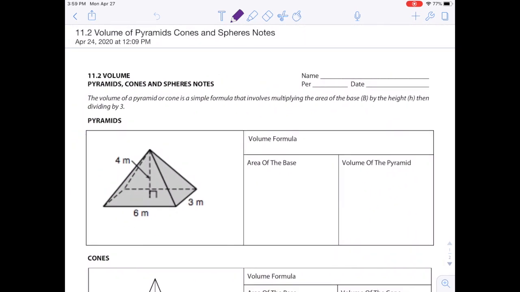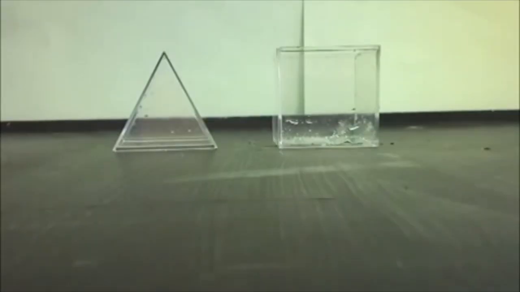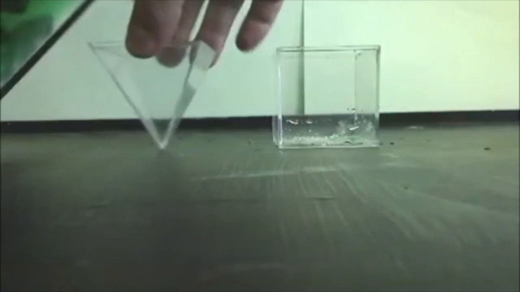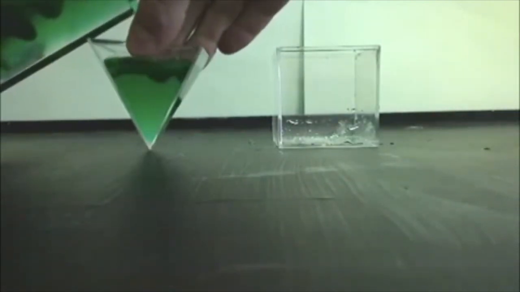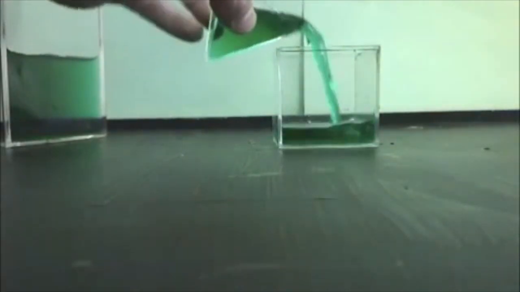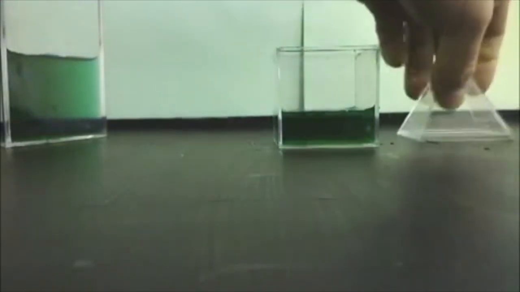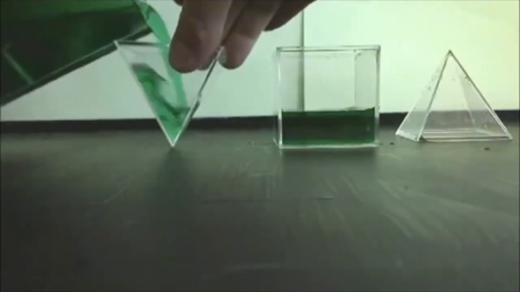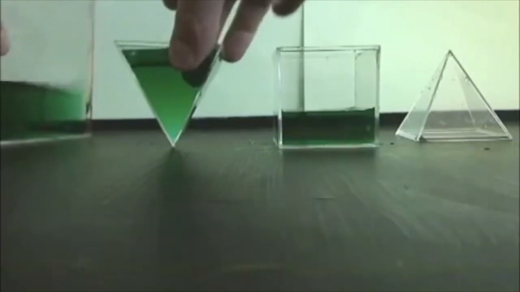So first, before we do this, let's watch a quick video that I downloaded from YouTube to show you where the volume formula comes from for a pyramid, because I think it's important and it'll help you remember the formula. We're looking at this video to show you how the formula for a pyramid relates to the formula for a prism. We're going to watch him pour in pyramids, and guess how many will fit into this prism. They have the same base, so that's important.